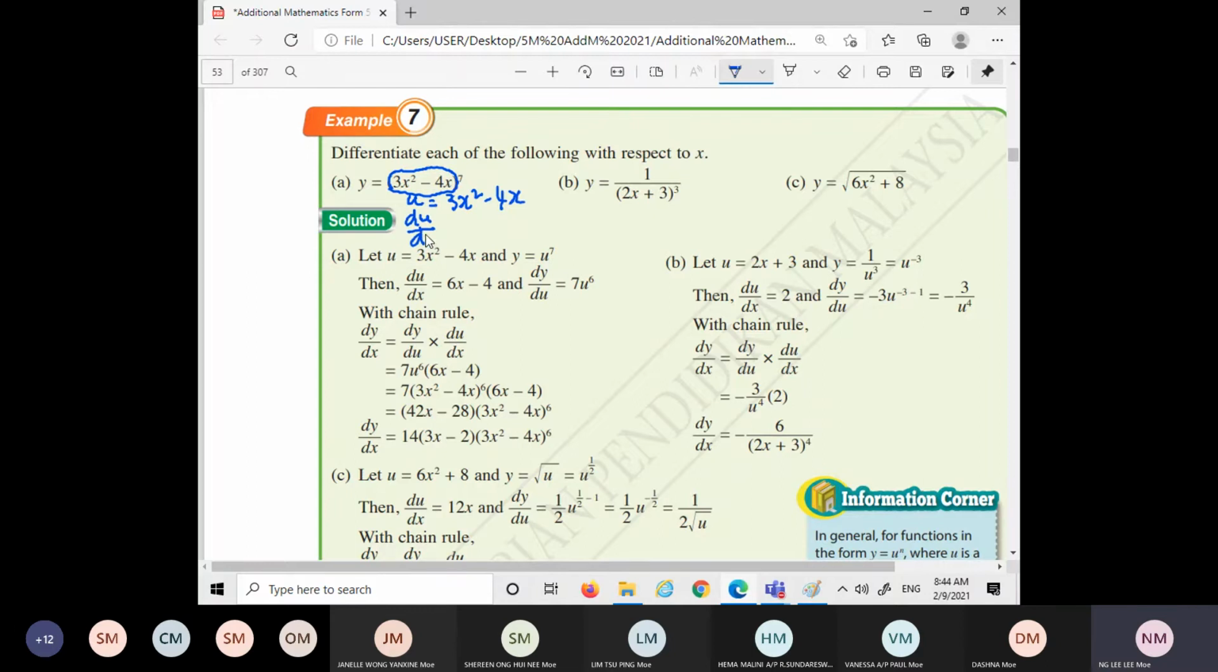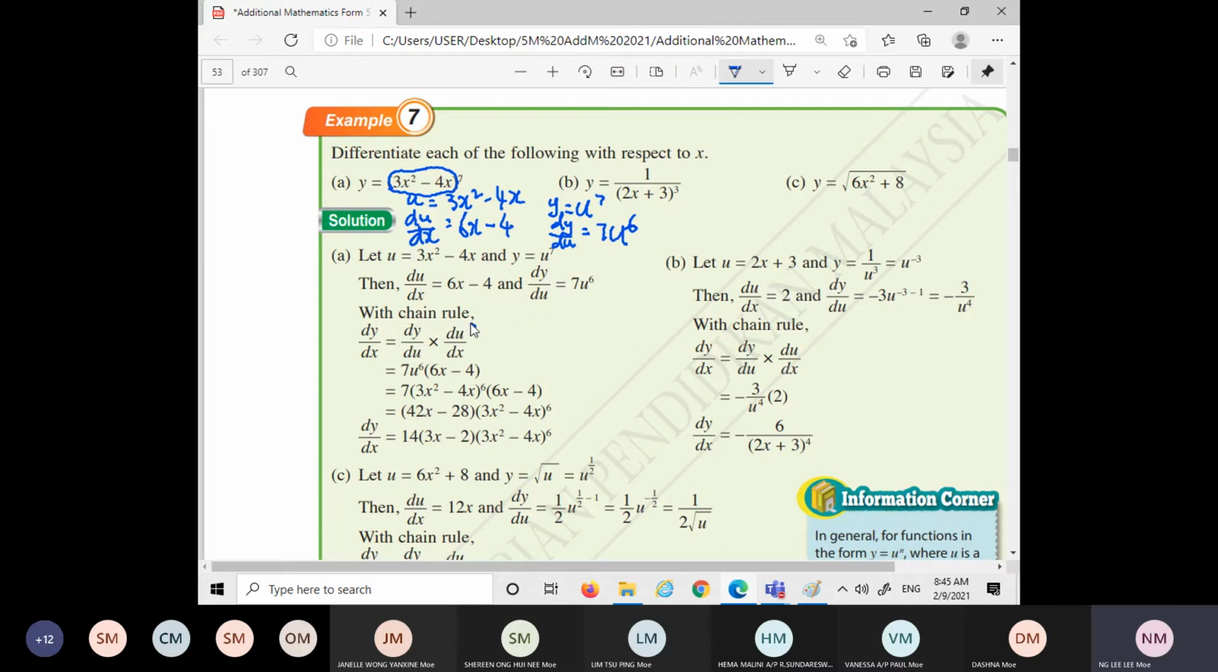Then du dx, where I differentiate u with respect to x. So 3 times 2, 6, so I get 6x. 4x, differentiate, I get 4. Then if I replace this with u, the y now becomes u to the power of 7. So next I do dy du. If I differentiate y with respect to u, I get 7u to the power of 6. If you didn't do the previous exercise and you don't know how to do this, there is no way for you to continue.